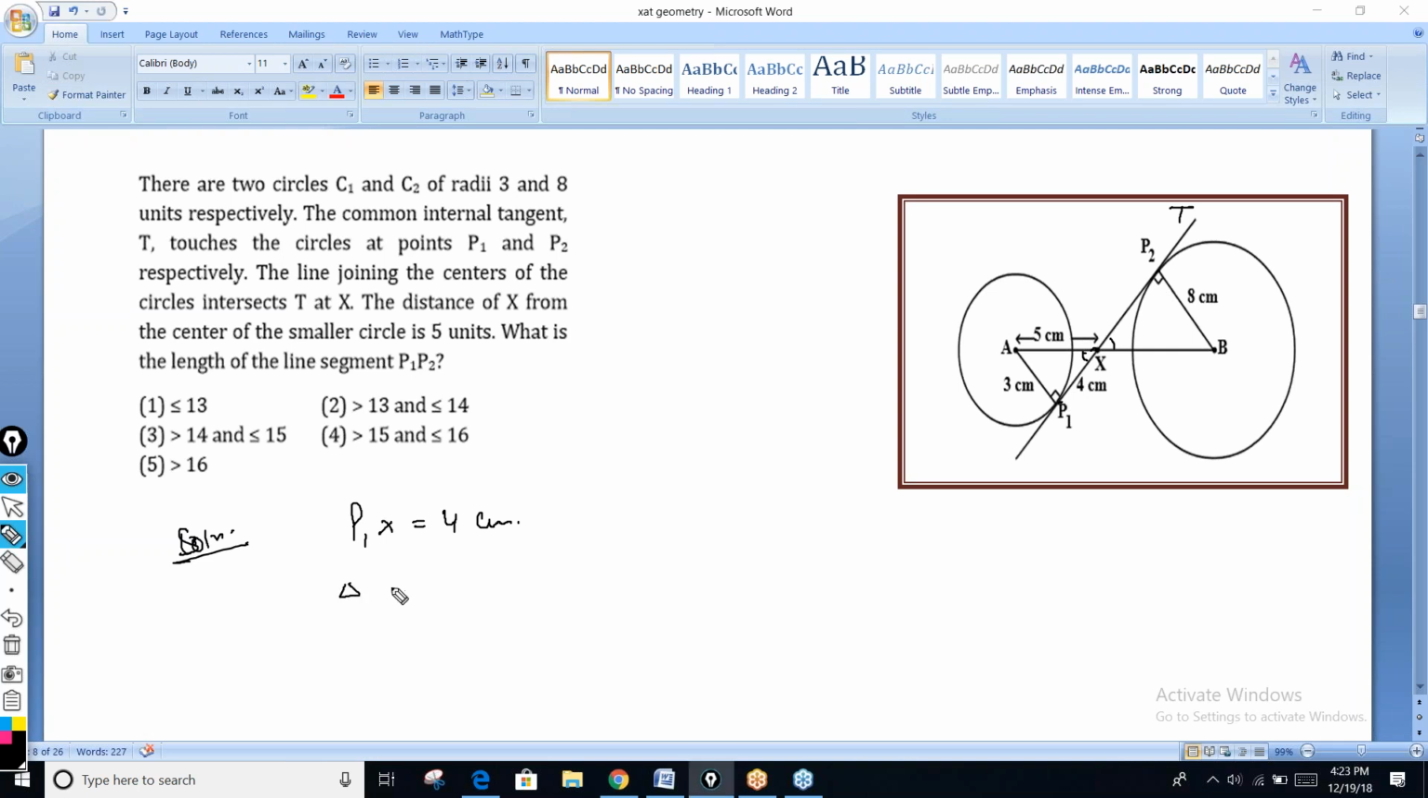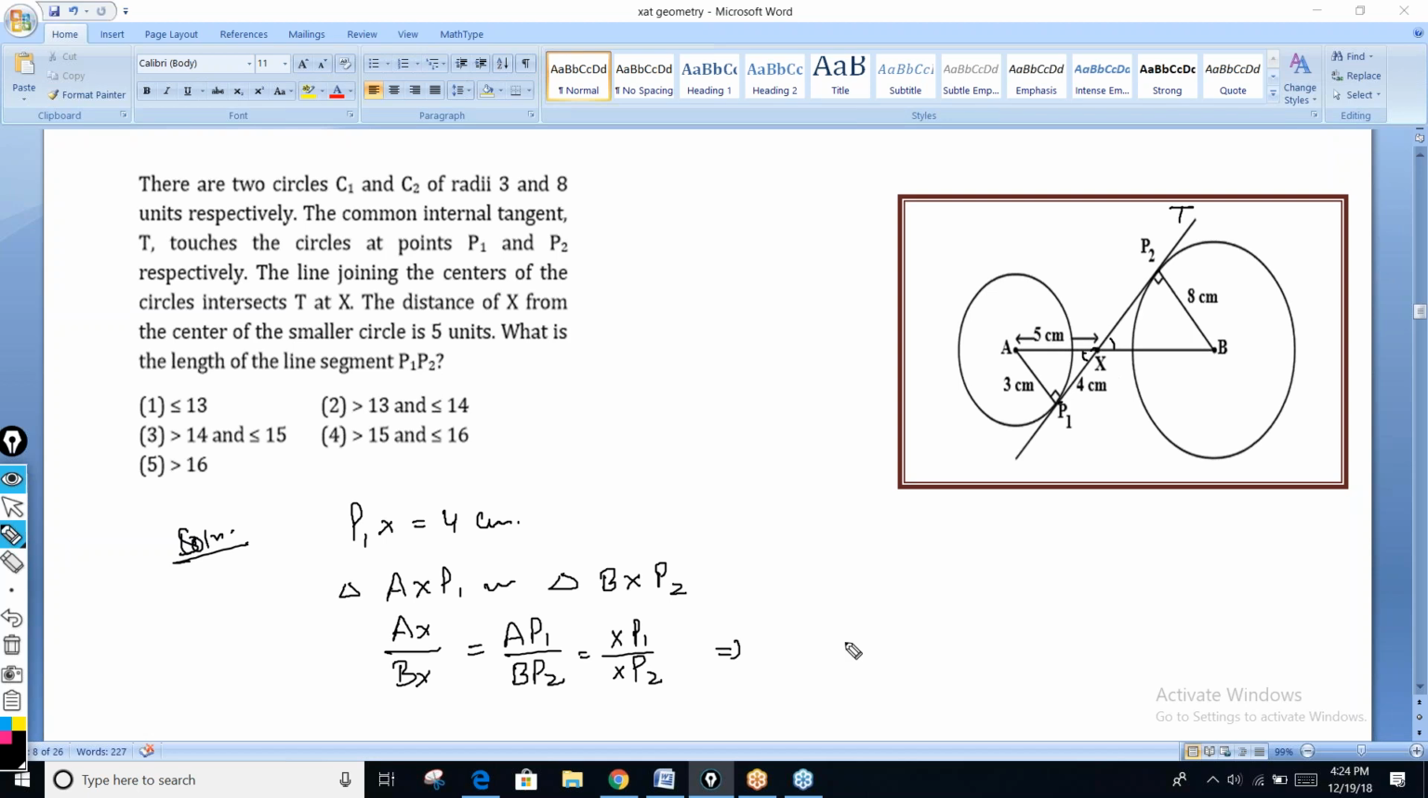So can I say triangle AXP1 is similar to triangle? In front of X I'll write X, in front of P1 I will write P2, as both of them are equal. So the third angle B also has to be equal to angle A. So these two triangles are similar. So now we can use the proportional theorem. AX upon BX is equal to AP1 upon BP2 is equal to XP1 upon XP2.